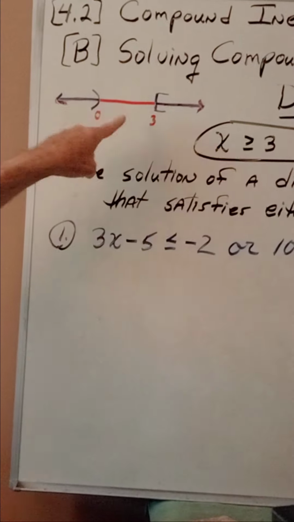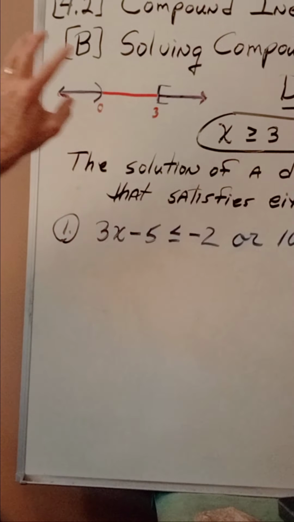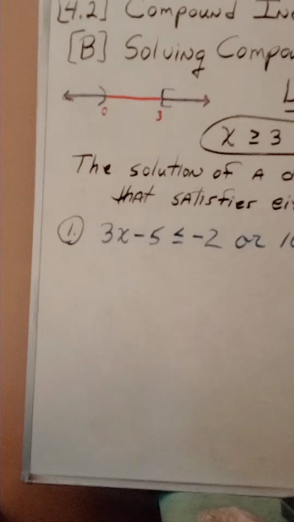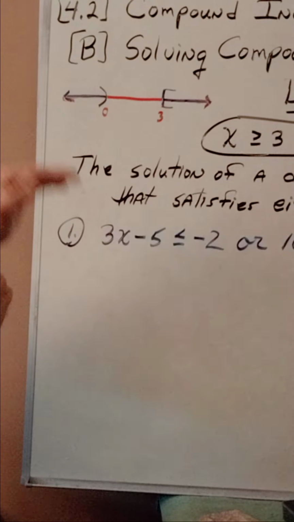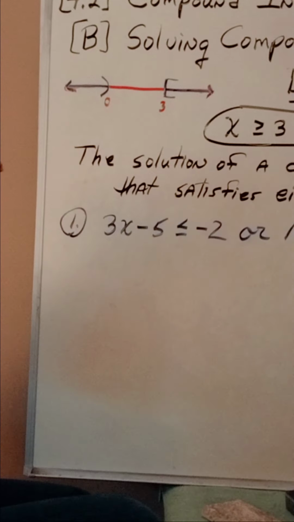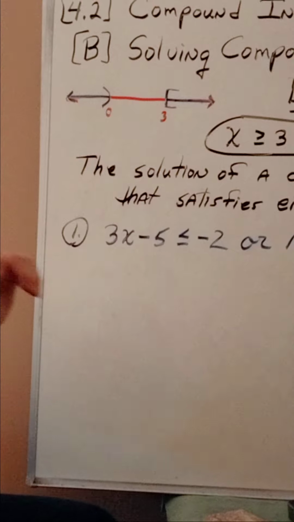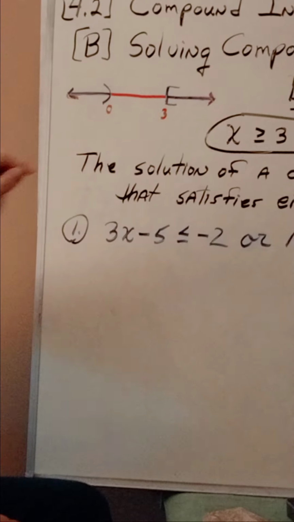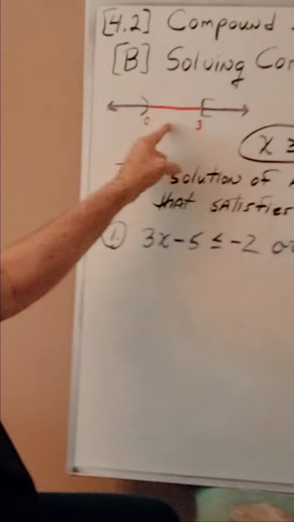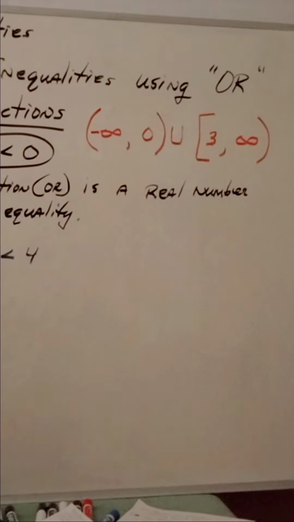Now, am I sitting here today saying that the graph of a disjunction will always have that look? No, but most of the time it will. We'll see an occasion, maybe on the exercises today, where it might not quite look like that, but that is the typical look. Now, if we take this solution that we see graphically and write it in interval notation, this is what it would look like.